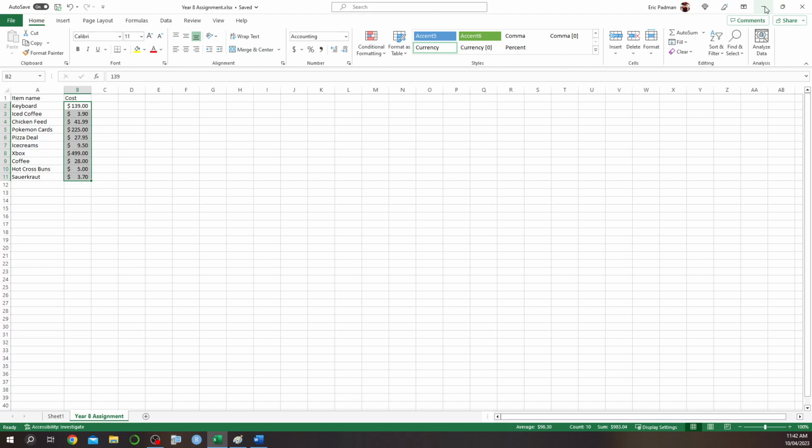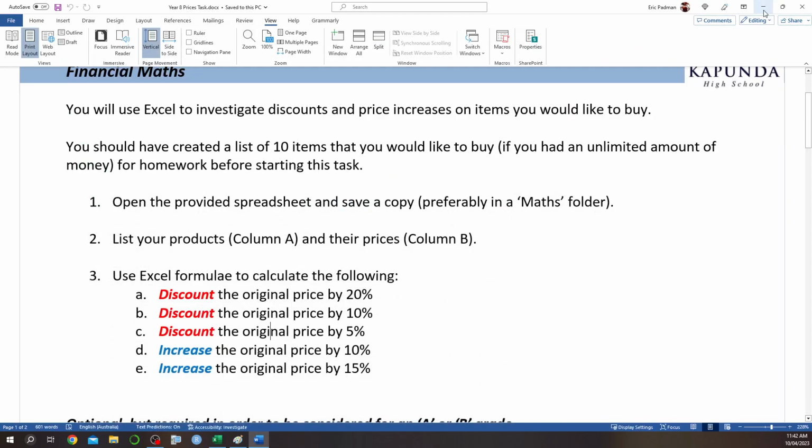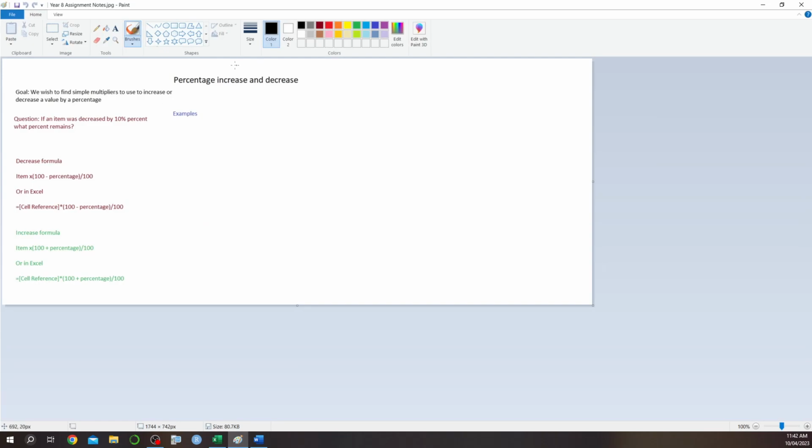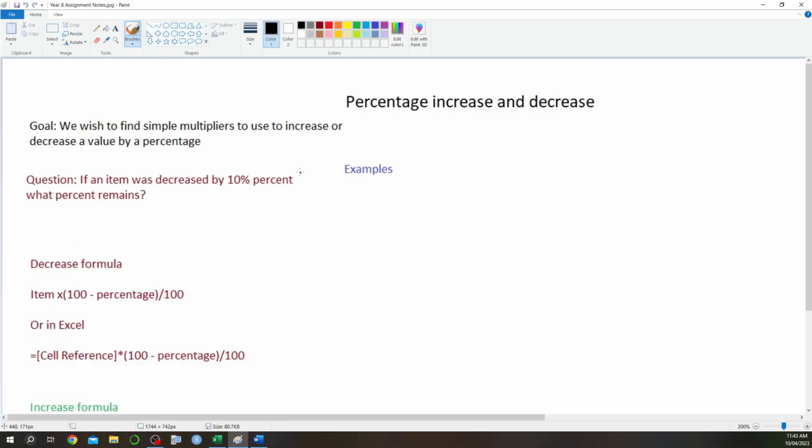All right, so let's discuss what we're going to be doing. We're going to be doing percentage increases and decreases. And how we're going to do that? Well, let's have a look at my notes for this section. The percentage increase and decrease. Our goal is we wish to find simple multipliers. I made it a bit larger. Simple multipliers to use to increase or decrease a value by a percentage.